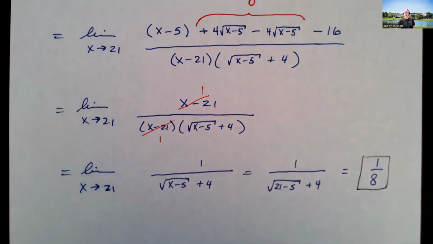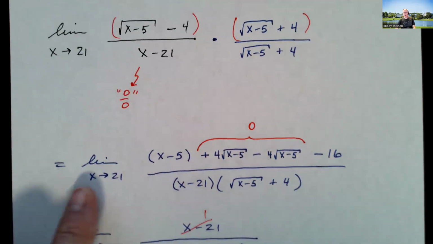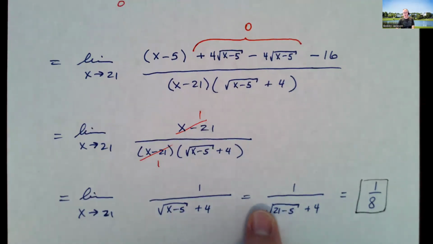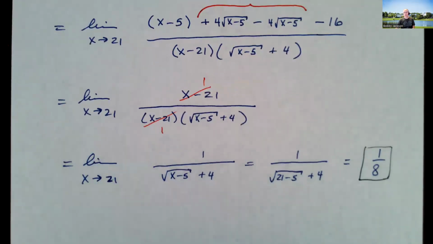Just another reminder, make sure as you're doing these that you write the equal sign each time, write the limit each time, use correct limit notation. Notice I don't have the limit here because I've evaluated, right? I've plugged in 21 to evaluate that limit. You can also check this limit numerically to be sure it's correct. Okay, hope that this helps.